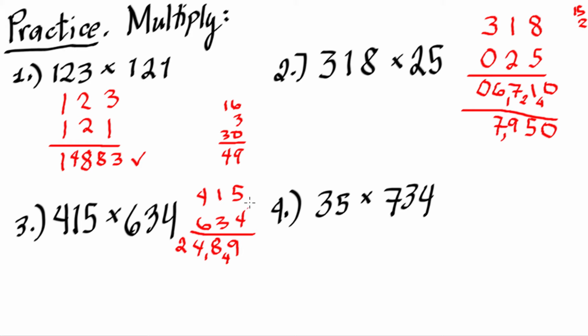Then we have 1 times 4 plus 3 times 5. So that's 15 plus 4. That's going to give us 19. And then lastly, 20. There you go. So let's fix the carries.